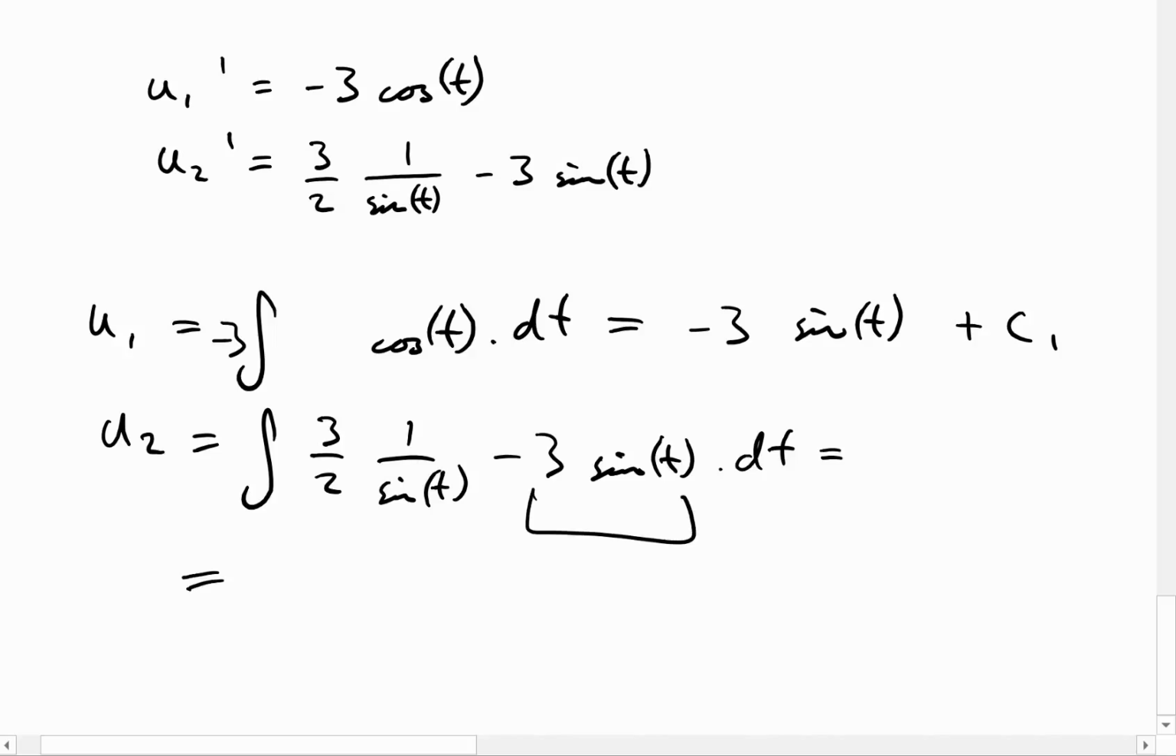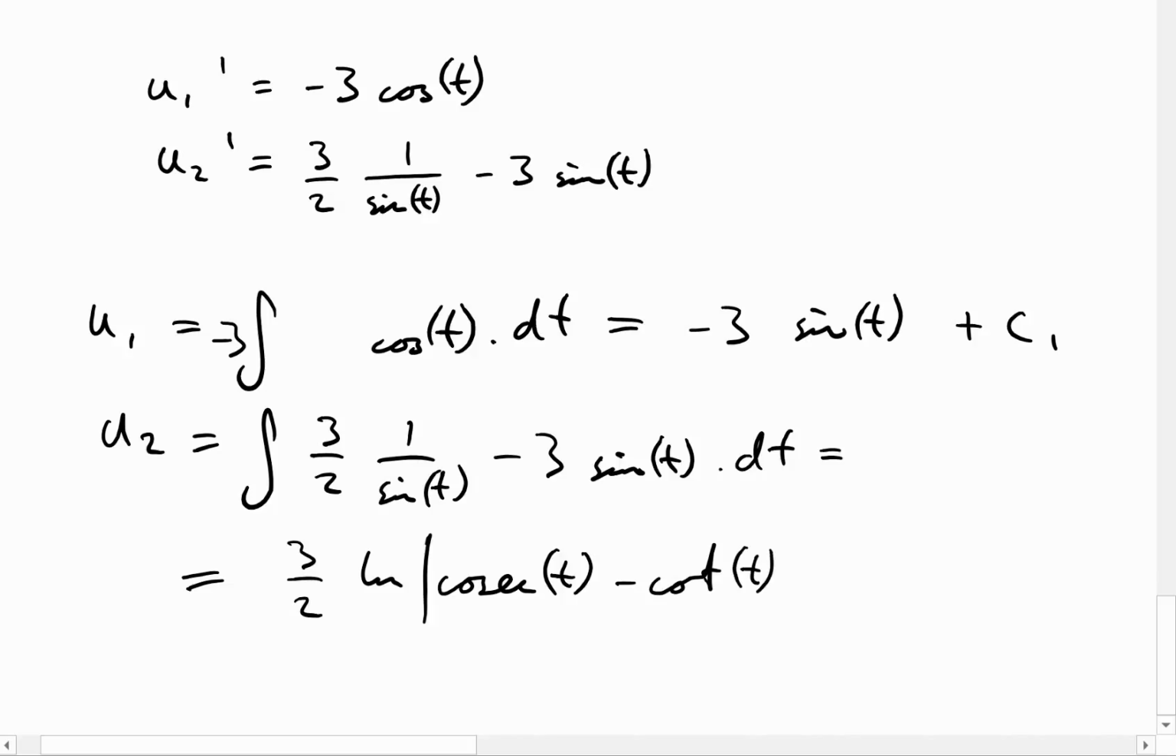So the integral of this one is obviously fairly easy. It's just going to be plus 3 cos t. The integral of that one is a little bit more difficult, so I'm just going to tell you what the answer is. It's going to be 3 over 2 natural logarithm of cosec t minus cot t, and then plus the integral of that, so plus 3 cos t, plus some constant of integration, which I'm going to call C2.